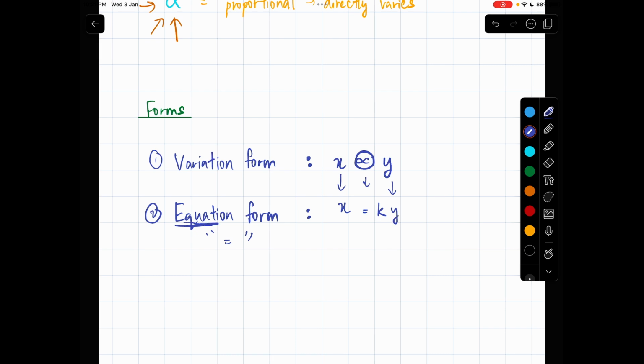So this k, don't worry about it right now. I will be explaining to you about this entire k concept and the concept of constant in the next video, the part 2 video. In this video, I'm just going to introduce you to the basics so that you know how to work with the fundamentals. So k will be the constant. So x will be x and y will be y. So these are the forms: variation and equation.